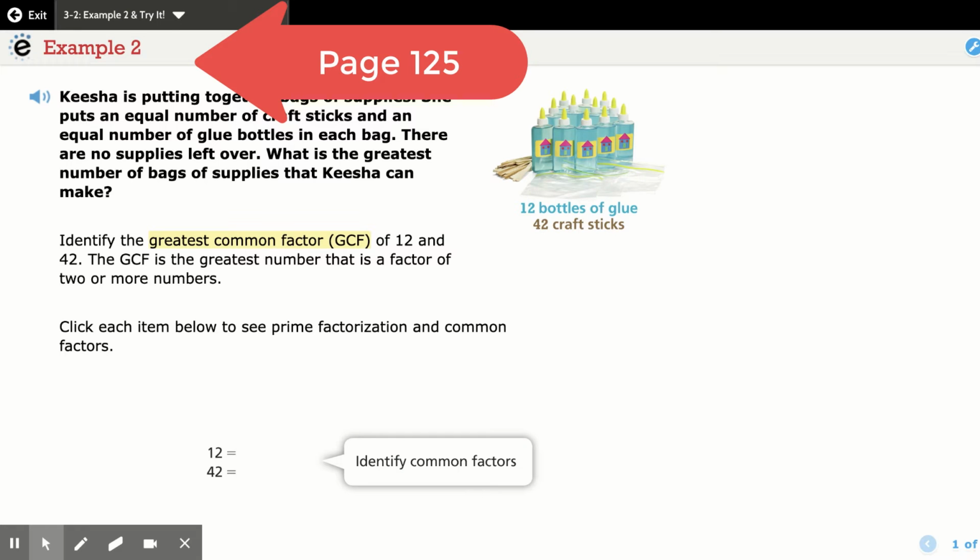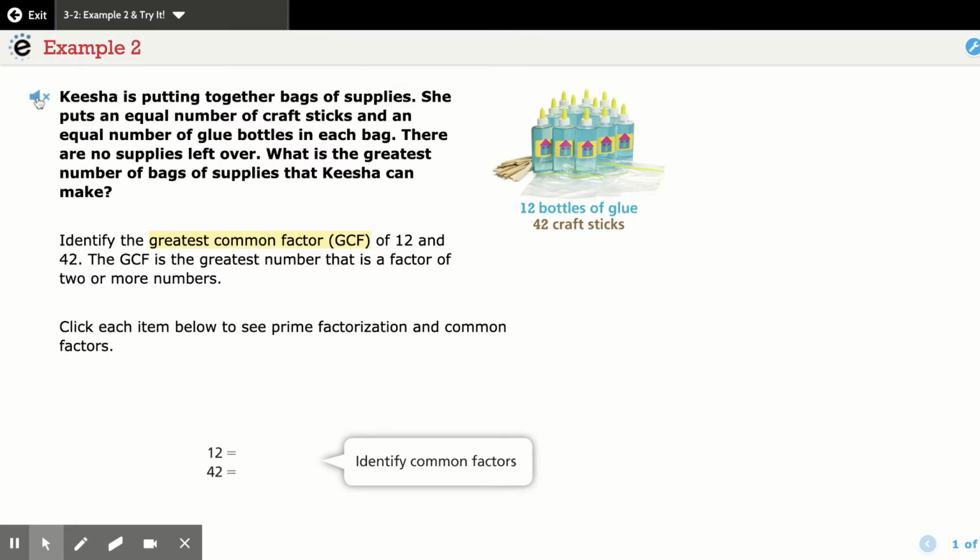Today we're going to learn how GCF and LCM can be used to solve word problems. So here's example 2 on page 125. Keisha is putting together bags of supplies. She puts an equal number of craft sticks and an equal number of glue bottles in each bag. There are no supplies left over. What is the greatest number of bags of supplies that Keisha can make?